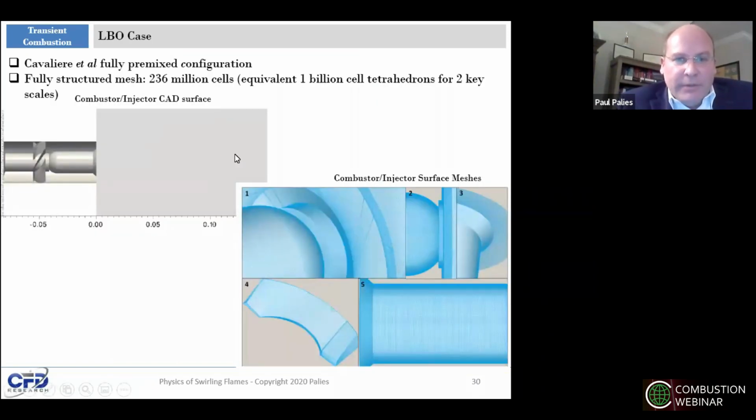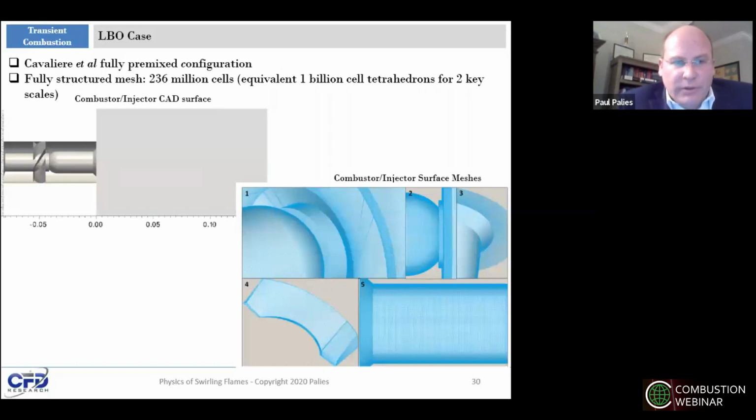So now I'm going to talk about the lean blow-off case. The work was conducted to assess the ability of flame-resolved simulation to capture a fully premixed configuration at LBO. I used a fully structured mesh, which represents nearly 240 million cells, equivalent to a billion-cell tetrahedral mesh, for two key scales: the flame thickness and the Kolmogorov scale.